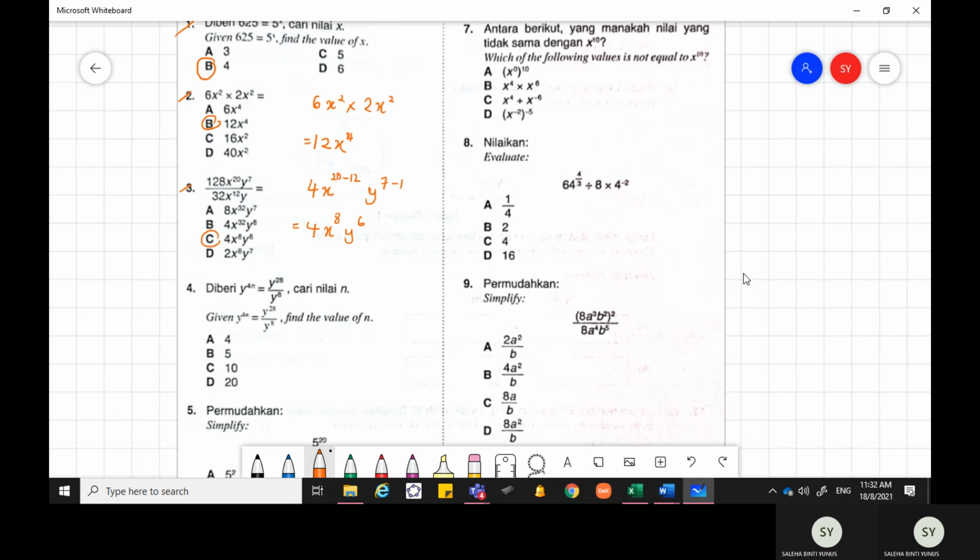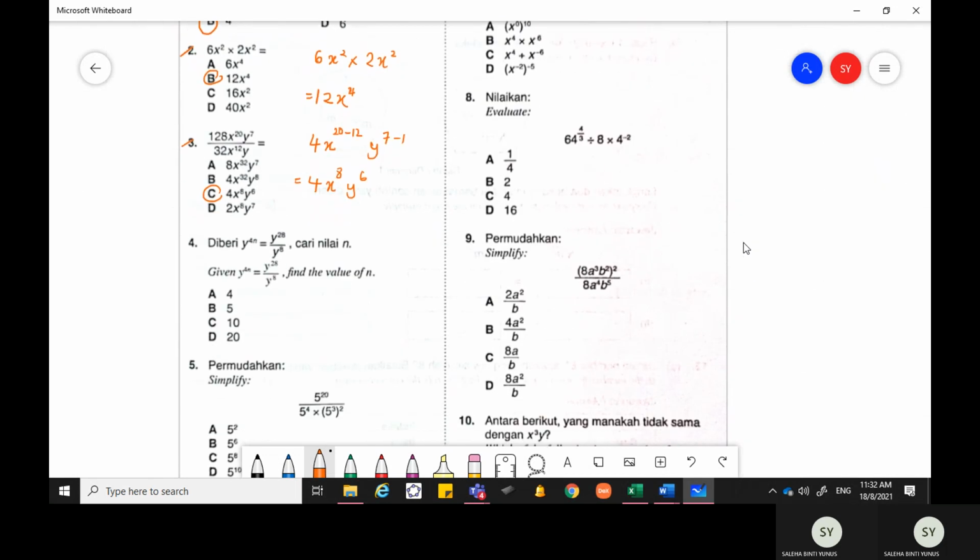Okay, next question number 4. Given y to the power of 4n equals to y to the power of 28 over y to the power of 8. So find the value of n. So we have like this. And then on your right hand side, we have division rule. Okay, division law dekat sini. So y to the power of 28 divide by y to the power of 8. So the power will be minus. So dekat sini kita ada y to the power of 20.